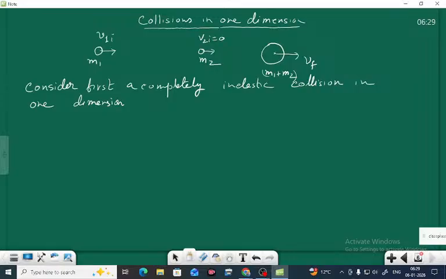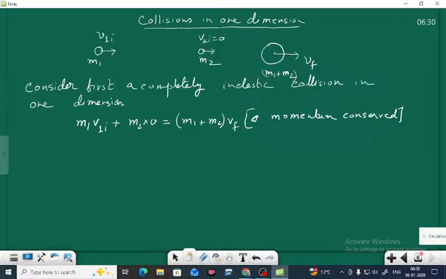So if we take a completely inelastic collision in one dimension, then you can say that m1 is the momentum of the first particle, m1 into v1 initial, plus m2 into 0, because m2 is at rest, is equal to the total mass, m1 plus m2, into vf, the final velocity. Momentum is conserved in this case.